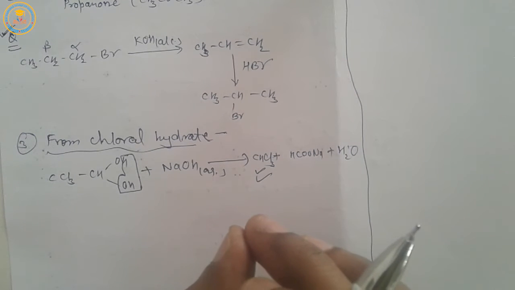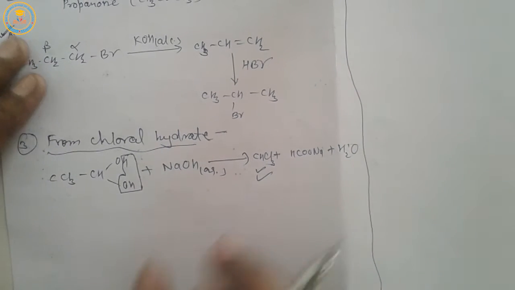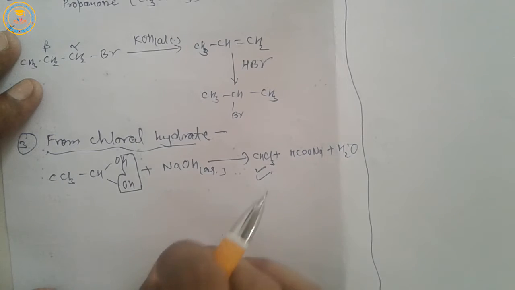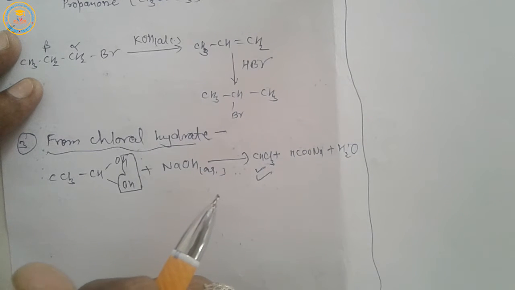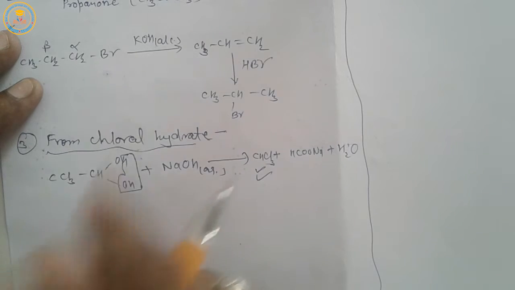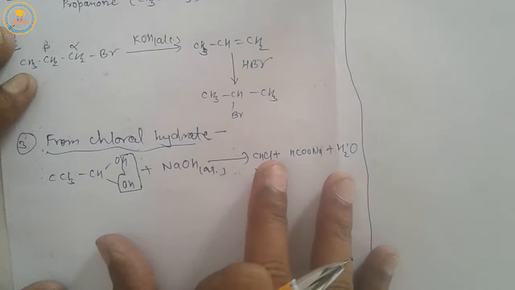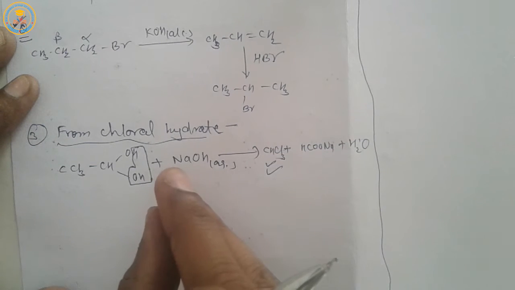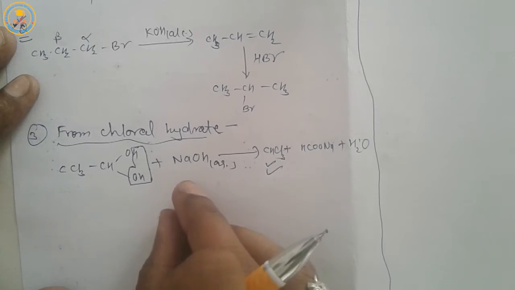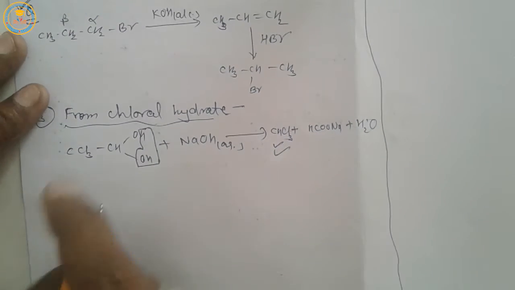Very important for your board examination. In chloral hydrate, two OH groups are attached on the same carbon atom. Still, it is stable due to intramolecular H bond. Very important, and we have discussed chloral hydrate stability in our previous class.